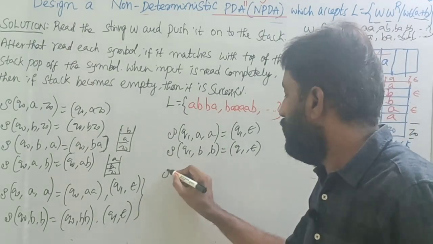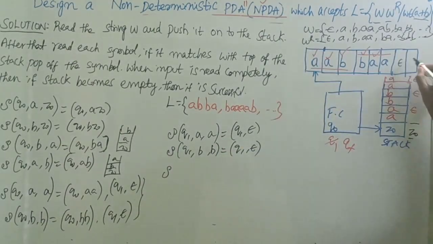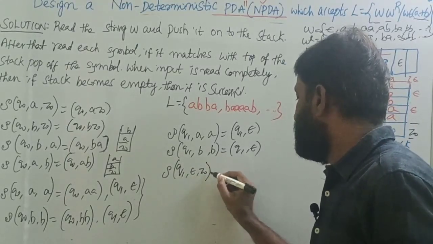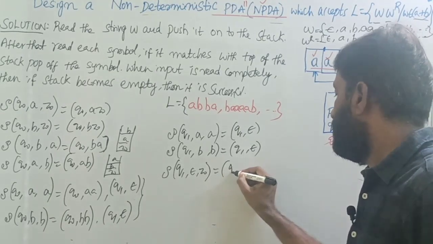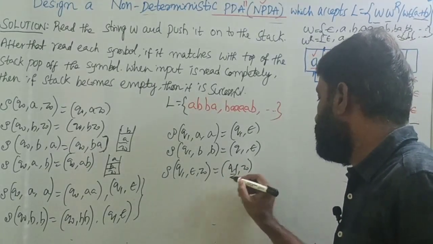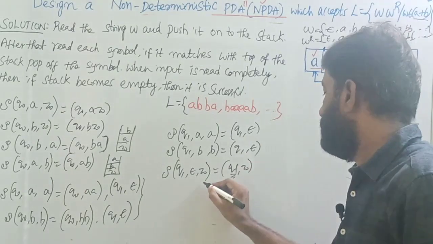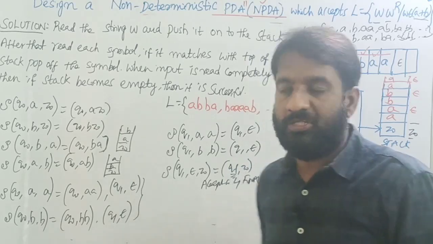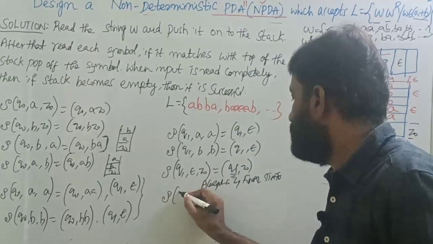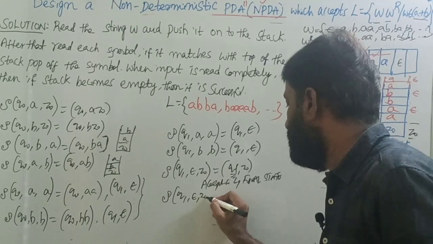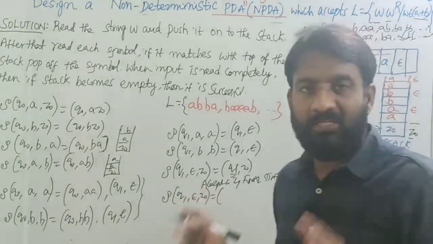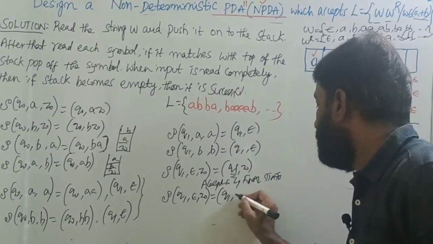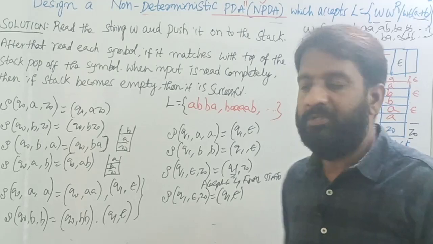So no input symbols to process because it is epsilon. So transition of Q1 comma epsilon comma Z0 equals move to the final state QF comma Z0. This is what is called acceptance by final state. If I want to write the same design suitable for acceptance by empty stack, how do we write it? The transition of Q1 comma epsilon comma Z0 equals remaining on the same state by removing Z0 from the stack, so Q1 comma epsilon. This is what is called acceptance by empty stack.